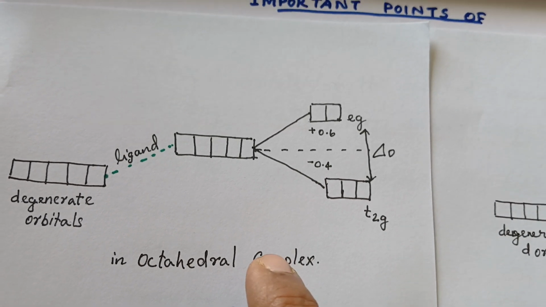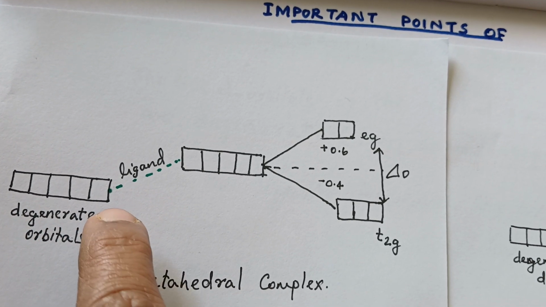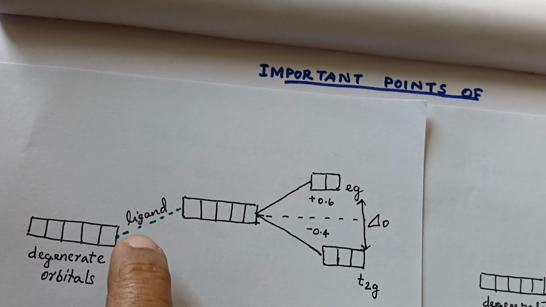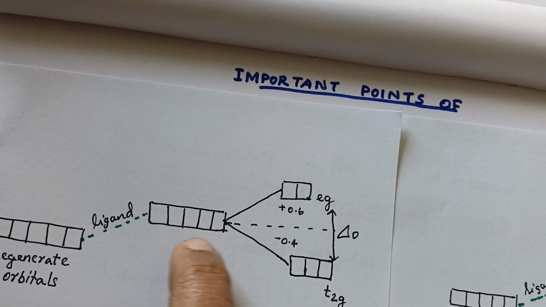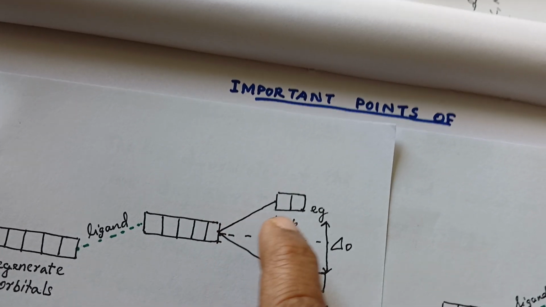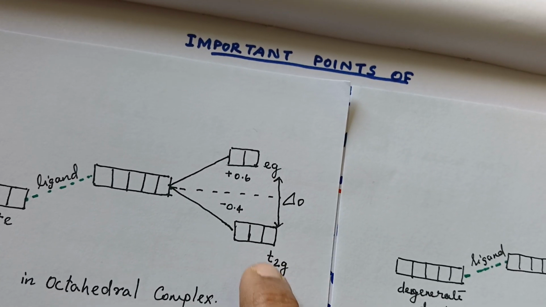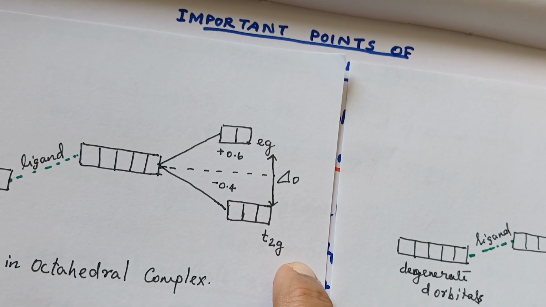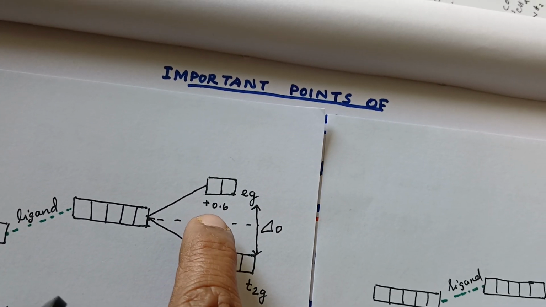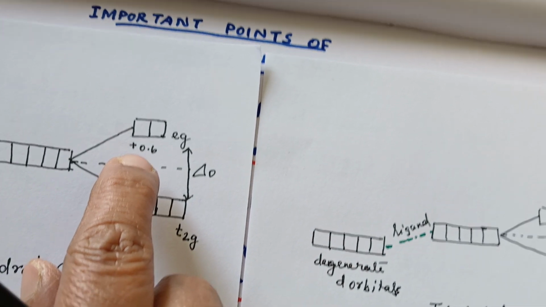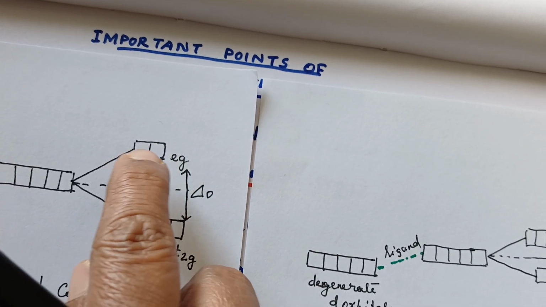In an octahedral complex, the five d orbitals are degenerate, having the same energy. On the approaching of the ligand, they get an increased energy, and then from there, under the influence of those ligands, they split into two levels. The lowered energy is for the t2g group, and the higher energy is for the eg group. Now that is associated per orbital. For each orbital, it will be 0.6 for eg.